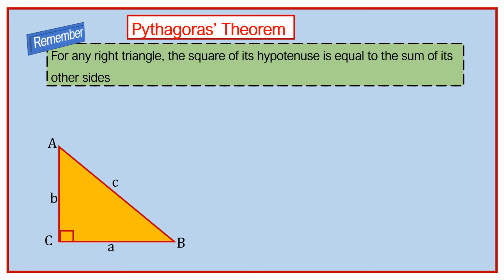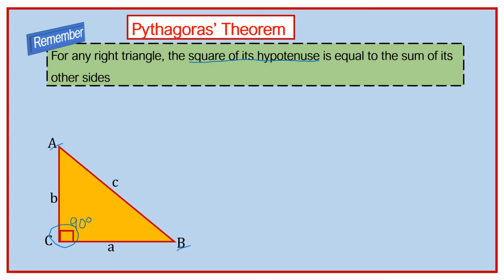For example, this is a right triangle. We can know that it is a right triangle when we see that it has got 90 degrees. If it has 90 degrees, it means that it is a right triangle. But then, if we talk about Pythagoras' theorem, we are saying that the square of its hypotenuse, remember, hypotenuse is the longest side, and for this triangle, the longest side is side AB.